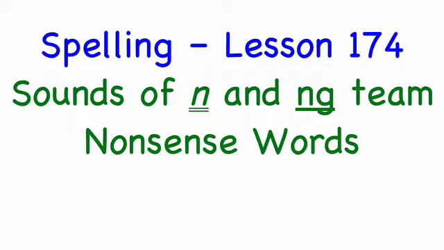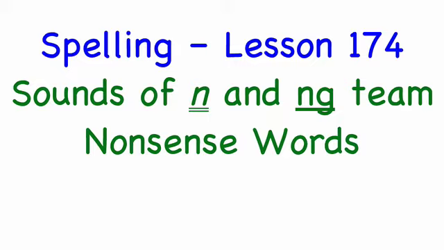We are in lesson 174. This is a spelling dictation exercise. We are going to be using nonsense words that will contain one of two elements. The first element is the NG team. NG as a team represents the sound ng. It must have a short vowel directly in front of it.